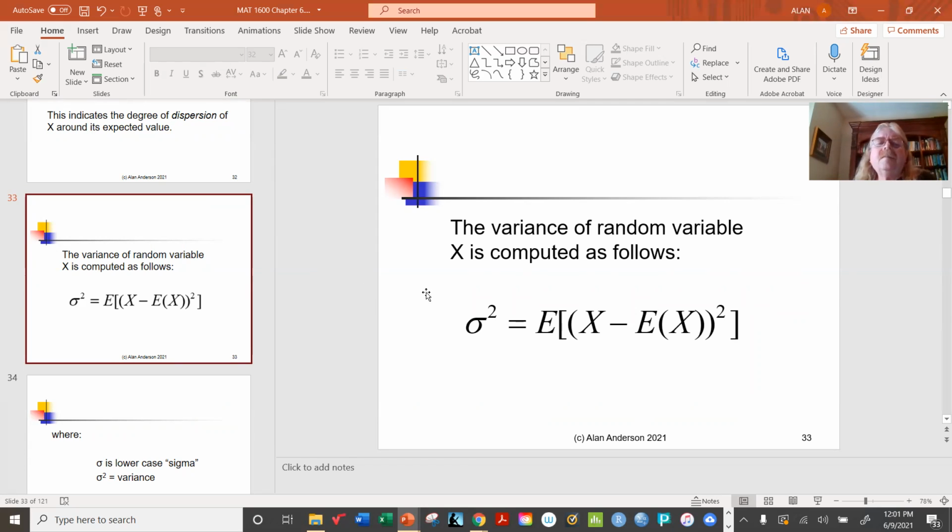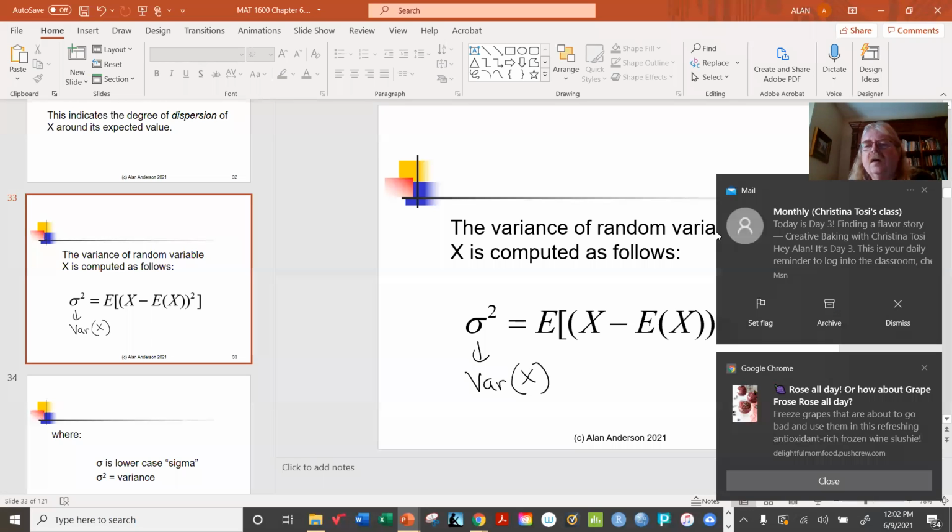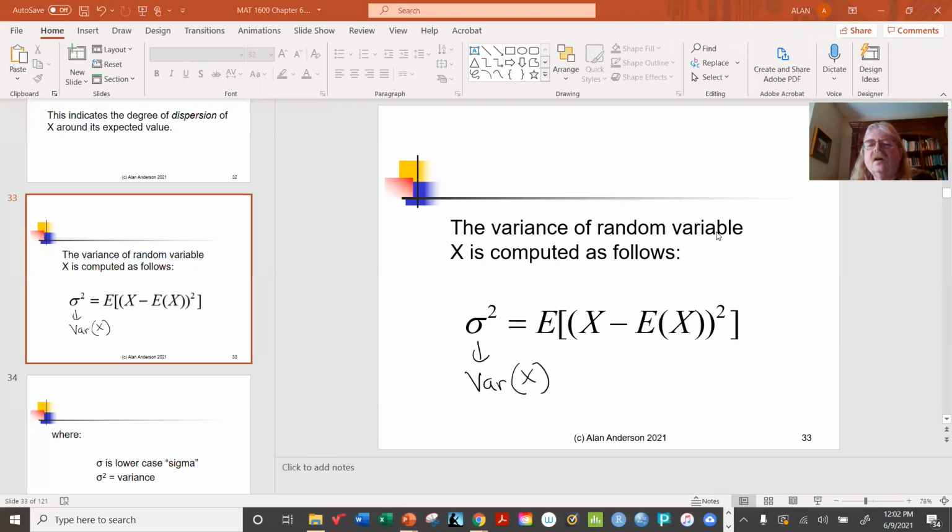Now, having said that, some books do not use this notation. They will replace this with this. And you can see it's just the English word variance or shortcut for it with X. So if you ever run into this, that's what it means. It's the same thing. Our book does use the sigma squared though. And of course, you'll recall that I forgot to remind you, this is the Greek letter sigma. Specifically, it's the lowercase sigma, whereas the summation operator is the uppercase sigma.